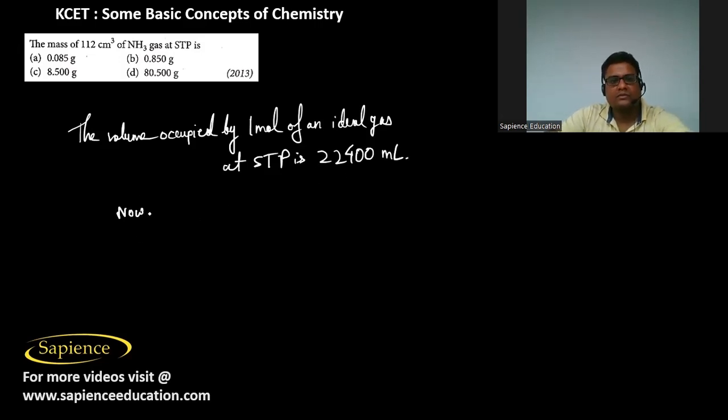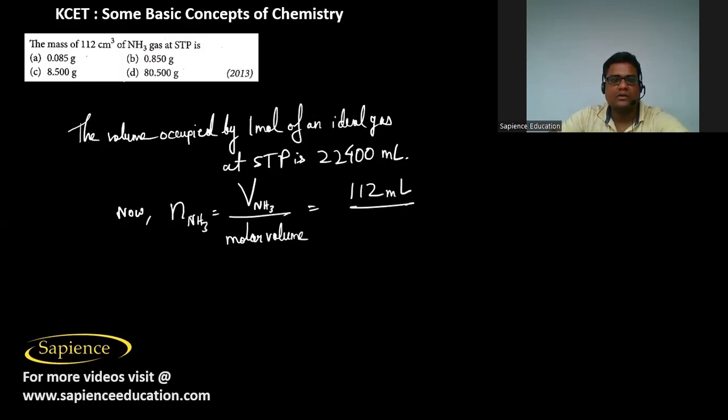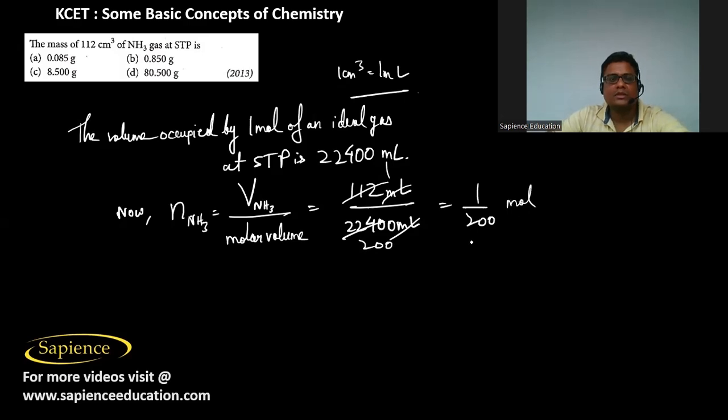So now, therefore, the number of moles of NH3 here will be equal to the volume of NH3 occupied at STP divided by the molar volume at STP. So that will be equal to the volume occupied, that is 112 ml or 112 centimeter cube, same thing, since 1 centimeter cube is same as 1 ml only. So 112 ml divided by 22,400 ml. So ml will cancel, that will come 1 by 200 mole.